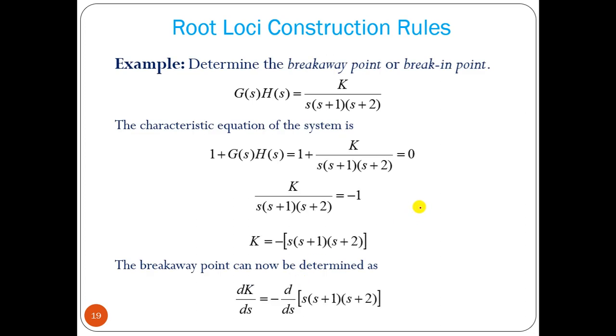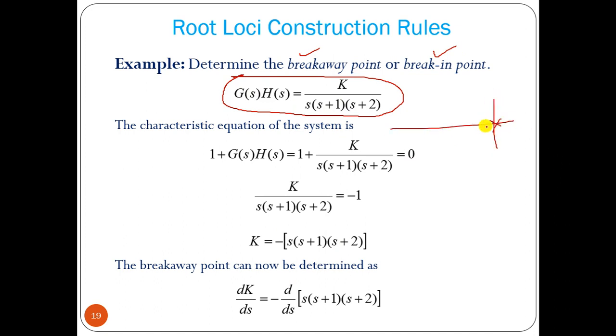Now let us see an example of that. We have to determine the breakaway and/or break-in point. Now G(s) is this one. If you plot, you can see 0, -1, -2, those are the poles. So we have P minus Z, from which we can find the asymptotes and all those points. P minus Z here is equal to 3.